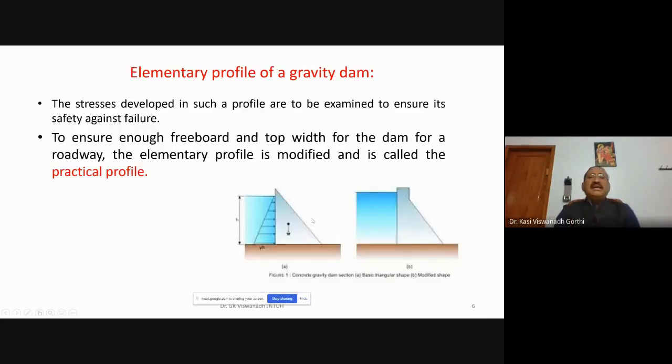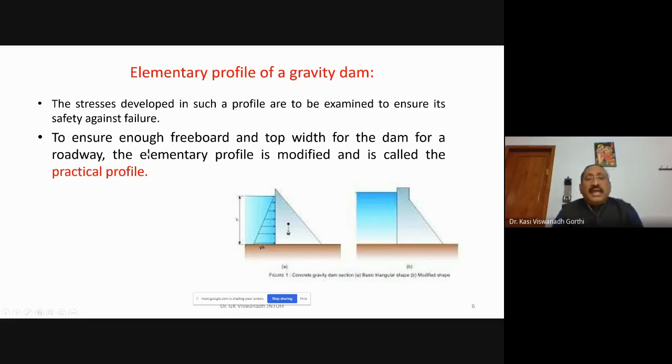The stresses developed in such a profile are to be examined to ensure its safety against failure. We need to see that whenever a dam is constructed, it should be safe, it should not fail. So we are considering a simple elementary section. We look at this elementary section to see whether it is safe or not. To verify that, what are the stresses which are developed here? So whether the dam material and the dam section is able to resist the stresses developed or not.